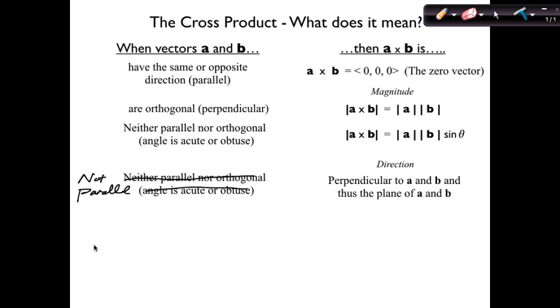Super important. You're going to have all kinds of problems where you've got vectors, and you need a vector that's orthogonal to the original two, or the plane formed by the original two. Immediately you should think cross products. That's what's going to do that for you.